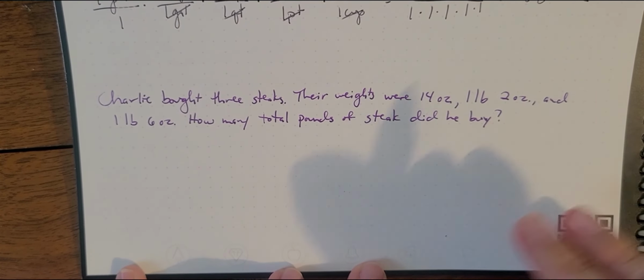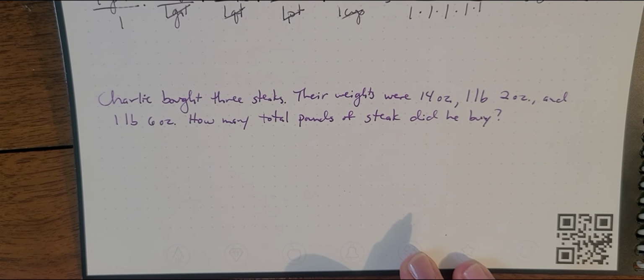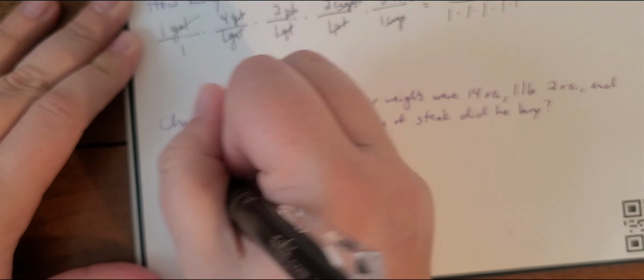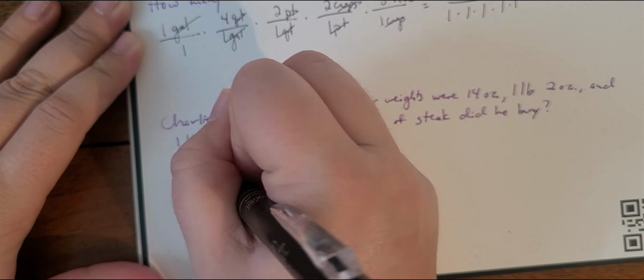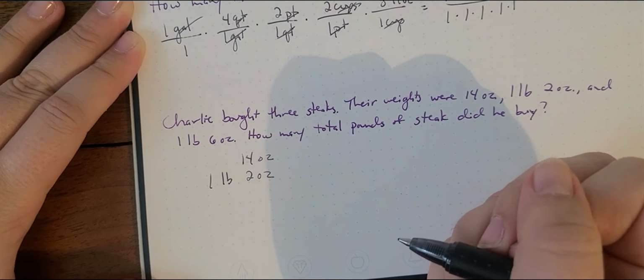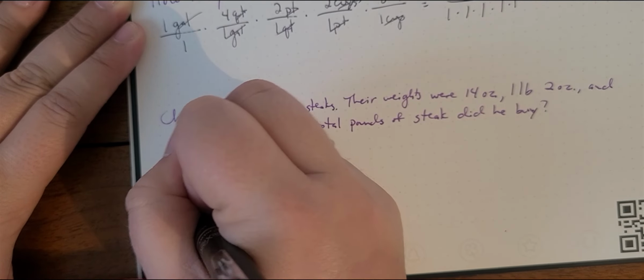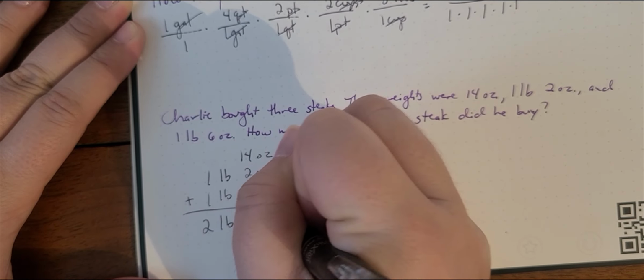Here, Charlie bought 3 steaks. Their weights were 14 ounces, 1 pound 2 ounces, and 1 pound 6 ounces. How many total pounds of steak did he buy? Okay, so now we need to actually do a little bit more math in here. The first thing we're going to do is add these up. So we're going to have 14 ounces plus 1 pound, 2 ounces plus 1 pound, 6 ounces. We add those, we're going to get 2 pounds, 22 ounces.